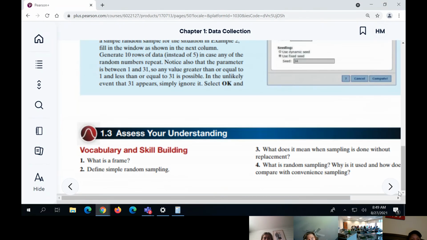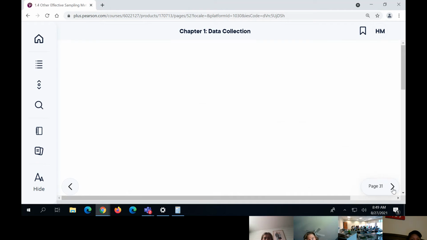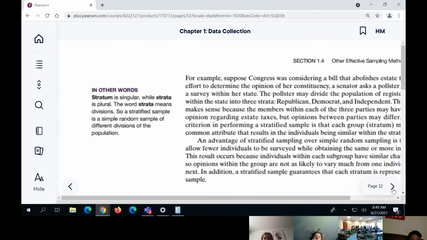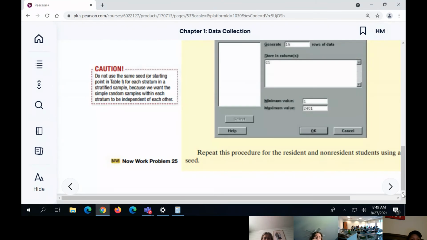They're talking about building random samples. Okay, that's it. That's 1.2. Oh, 1.3, I'm sorry. Let me see. I'm not going to go into 1.4 today because it's Friday.